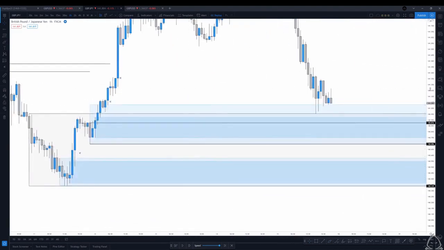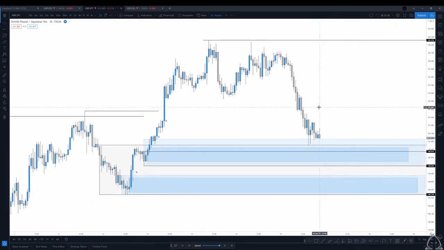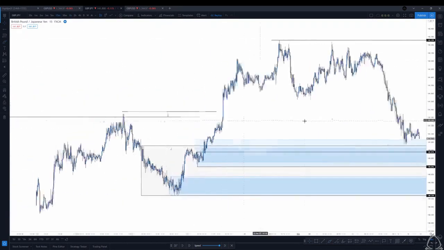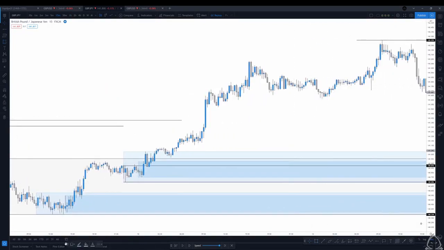So now that we have that, what we can do is play price forward. What we're looking to do at this point is wait for price to come into these points of interest, and we're going to look for some type of reason for entry. We can also take this one step further. We can go down to the 15-minute chart and refine these order blocks just a little bit more, just to give us a slight edge on our entries.